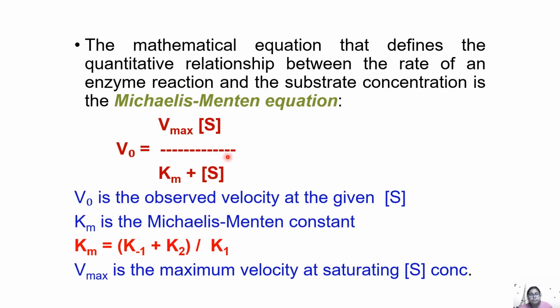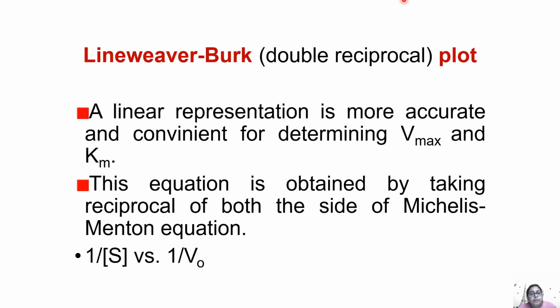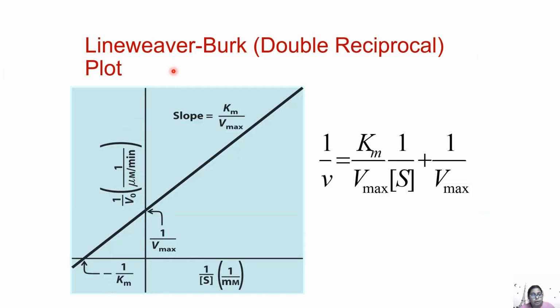That is a double reciprocal. This linear representation is more accurate and convenient for determining Vmax and Km. This equation is obtained by taking the reciprocal on both sides, so 1 by S and 1 by V naught. This will give you the Lineweaver-Burk or the double reciprocal plot.